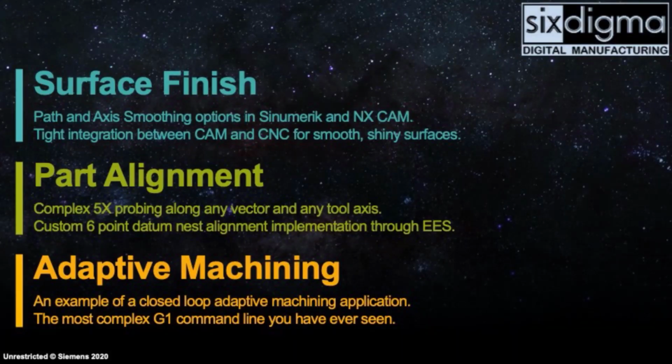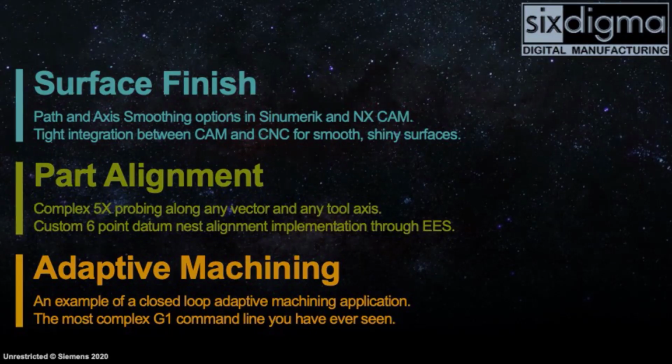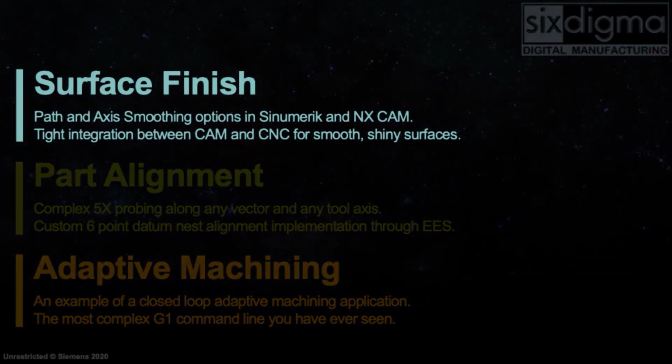Today, we are going to take a look at 3 different machining scenarios and how we use CAD, CAM, and CNC systems and the integration of these 3 systems to solve those problems. In the first example, you will see how Sinumerik 840D's path and axis smoothing options, along with toolpath options from NXCAM, produce smooth and accurate surface finish.